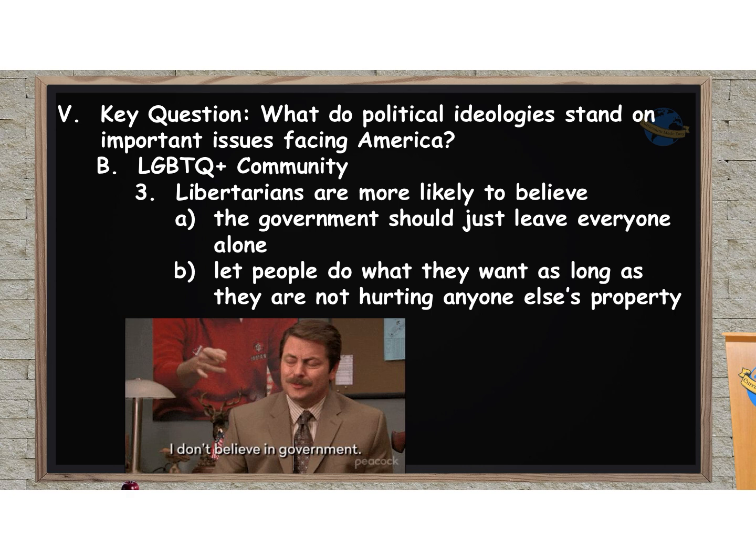Libertarians, well, they're more likely to believe that the government should just leave everyone alone, let people do what they want as long as they're not hurting anyone else's property. As far as are you born gay, or is something you choose to be gay, is transgenderism real or not, libertarians in general will just say, who cares, it doesn't matter, let people do what they want, the government should stay out of that business.